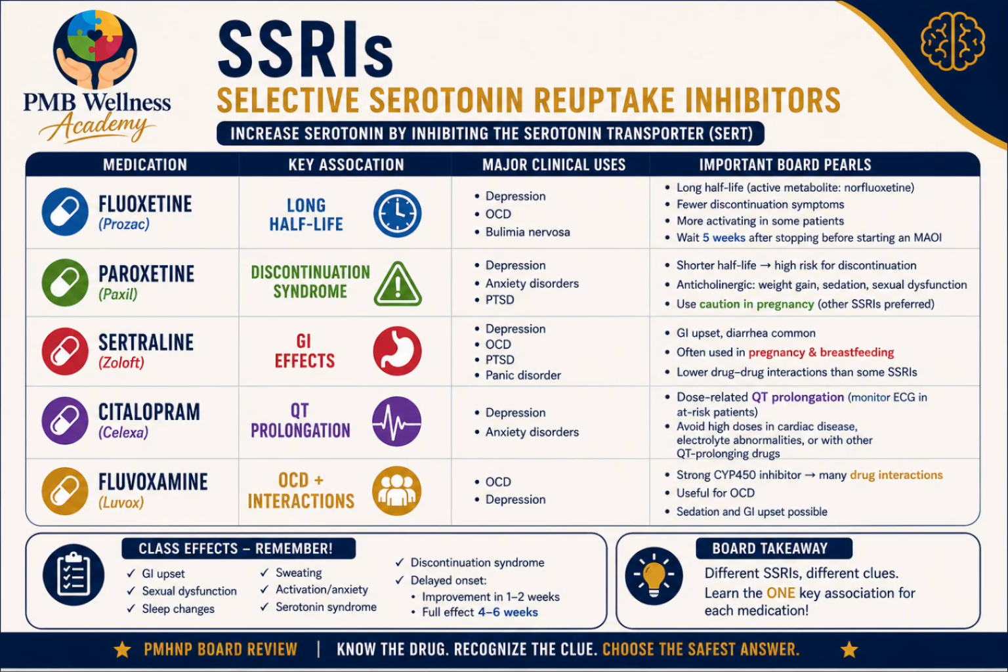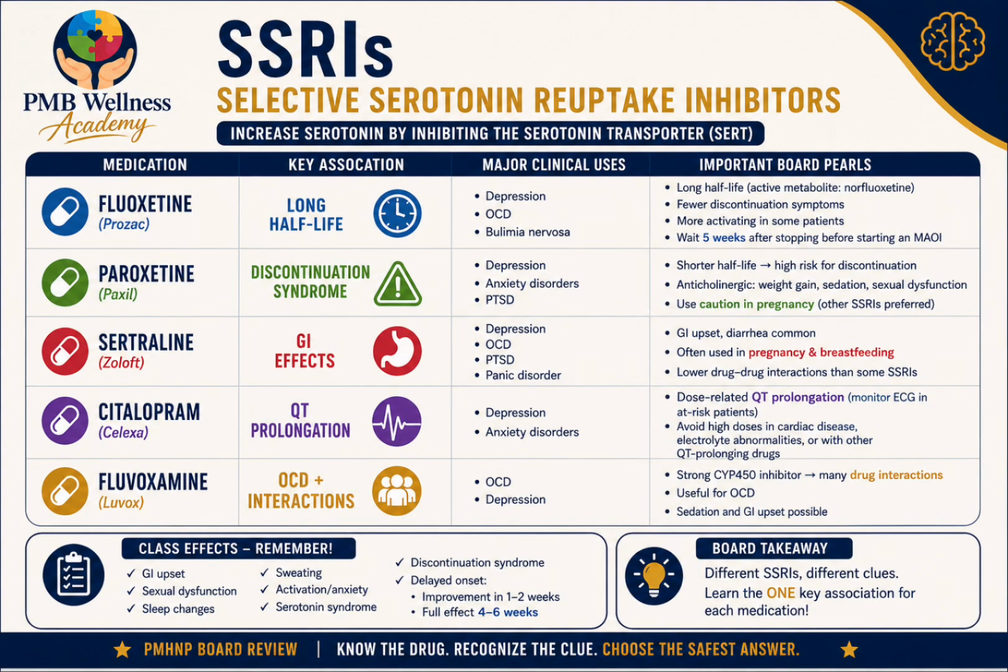So we'll start off with Prozac, or fluoxetine. Fluoxetine should immediately make you think long half-life. Its active metabolite, norfluoxetine, remains in the body for a prolonged period. Because the medication essentially tapers itself as concentrations decline slowly, abrupt discontinuation tends to produce fewer discontinuation symptoms than shorter-acting medications such as paroxetine. Fluoxetine can also be relatively activating, so consider the patient's symptom profile when selecting it. A patient already struggling with significant activation or insomnia may require additional consideration.